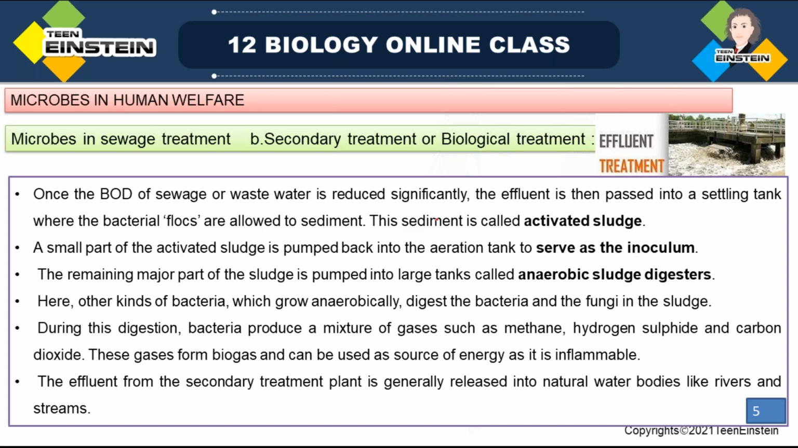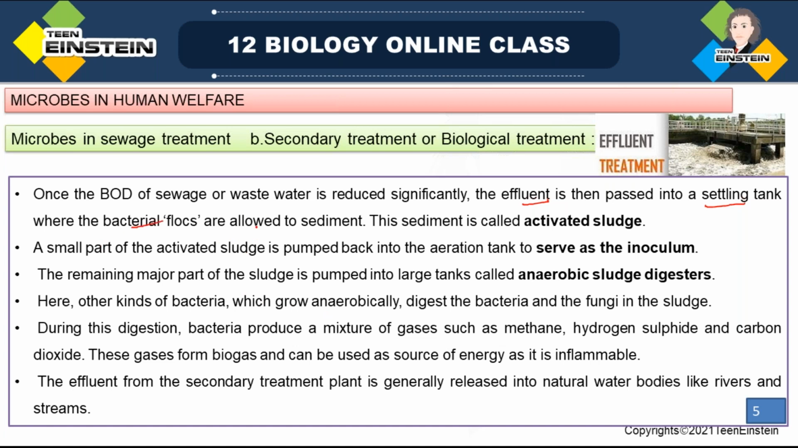Then, when that BOD, or biochemical oxygen demand, is reduced and has a very low value, that means it is having very little pollution. Okay, so at that time the effluent is passed into a settling tank. When the pollution level is very low, the effluent gets passed into a settling tank.